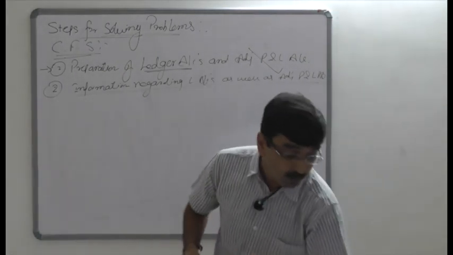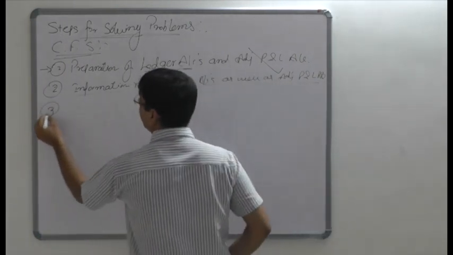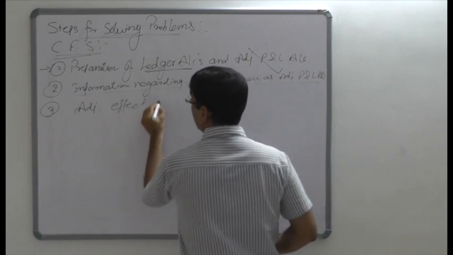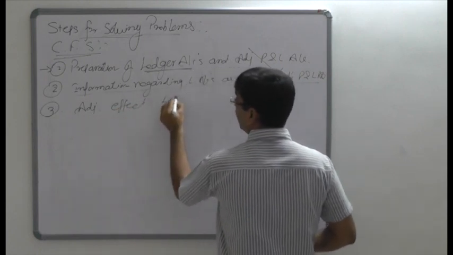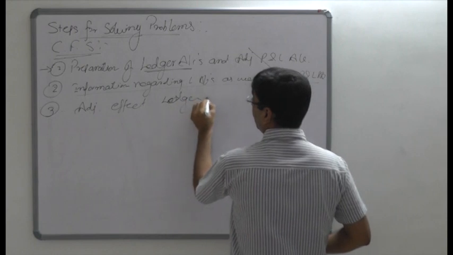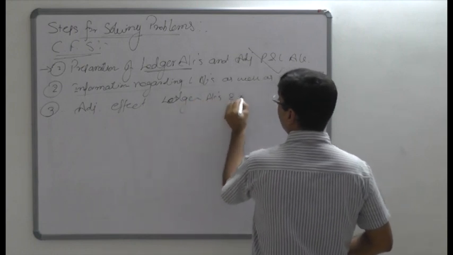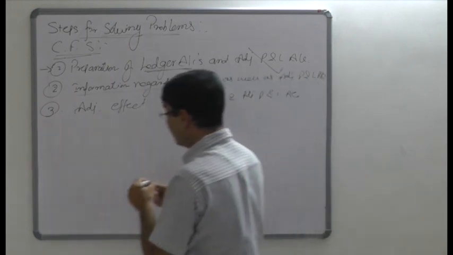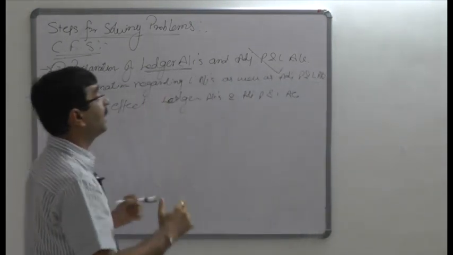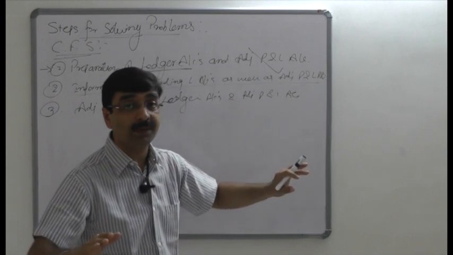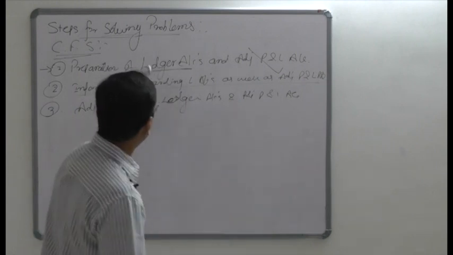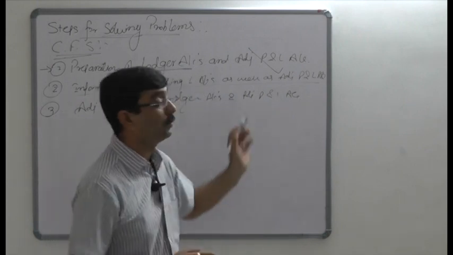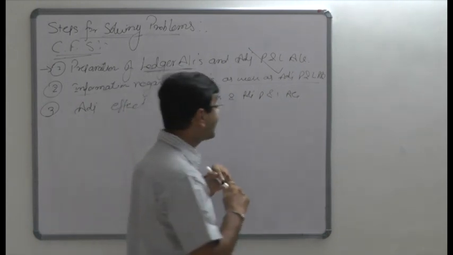Then the next step is we will identify all adjustments. The adjustment effects will be given in the particular ledger accounts as well as in the adjusted P&L account. After the information regarding the ledger accounts and the adjusted profit and loss account, moving to the next part, all adjustment effects would also be given into the necessary accounts.